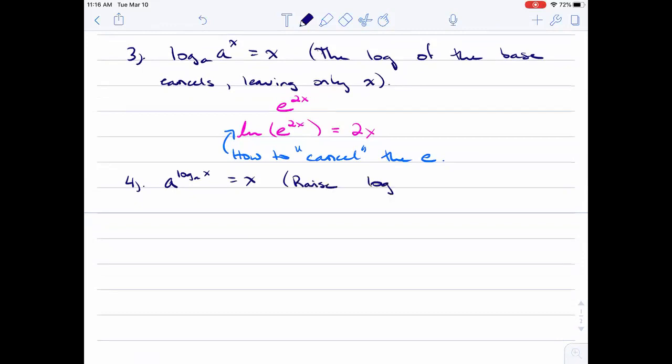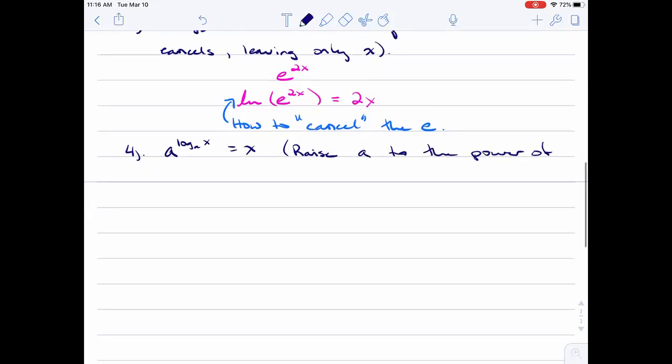Other way around. Raise a to the power of log base a of x to solve for x. Key is that you've got that same base.